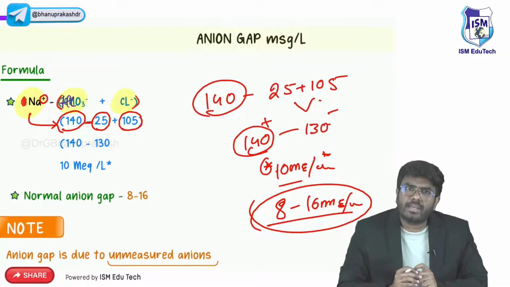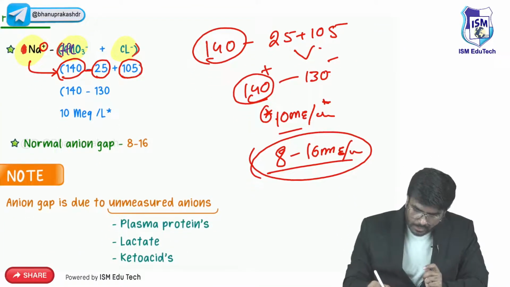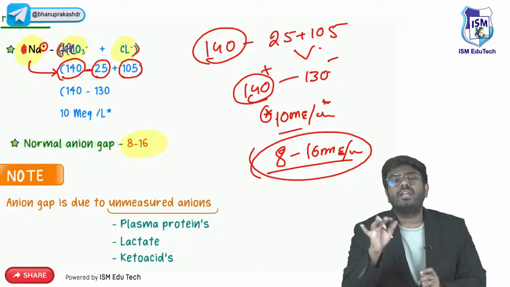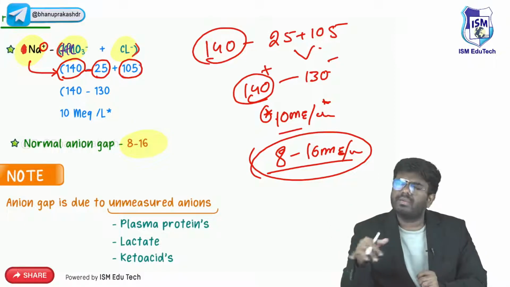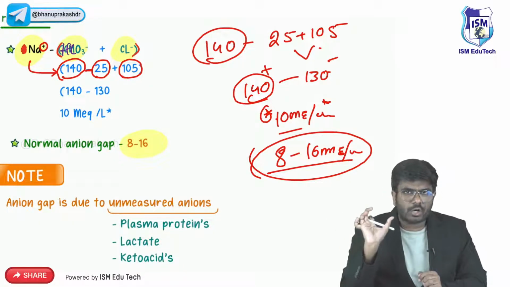Why is it showing more in number? It is because of the anion gap. The normal anion gap according to most of the Indian books is 8 to 16 milliequivalents per liter. But according to some other international books, it is 8 to 12 milliequivalents per liter. But it is the same thing. Okay, 8 to 16 or 8 to 12 milliequivalents per liter should be considered a normal anion gap.